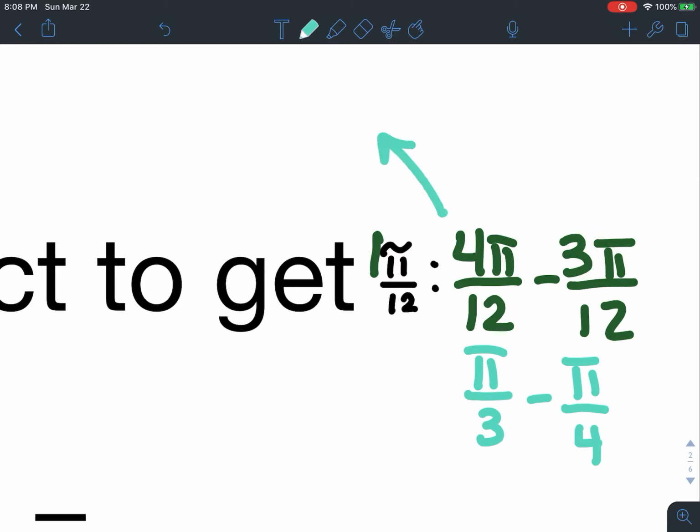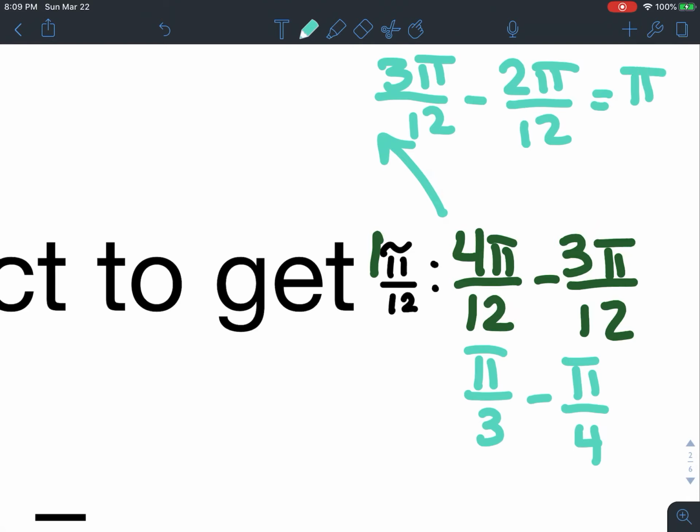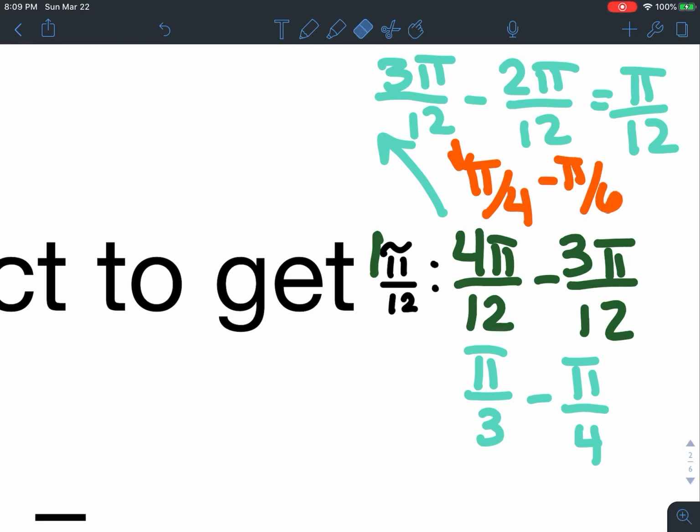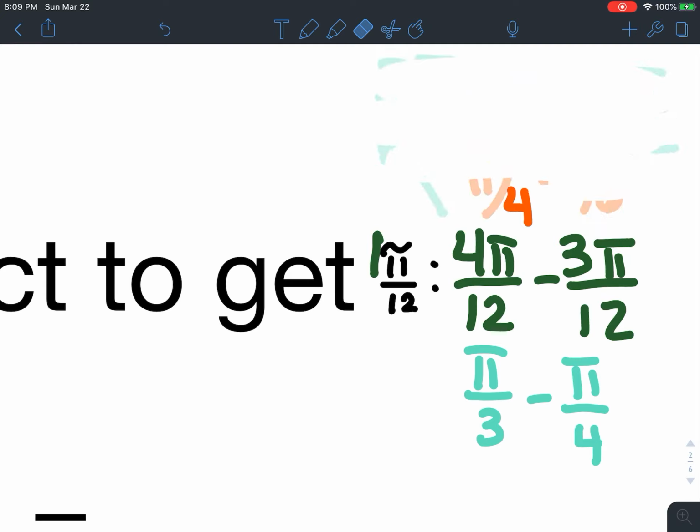But let's say you didn't pick this. Let's say you picked instead maybe 3 pi over 12 minus 2 pi over 12. That still gives us 1 pi over 12. But do these simplify to special angles? Well, this one is pi over 4, so that's fine. And this one is pi over 6, and that's also fine. So this would work just as well.